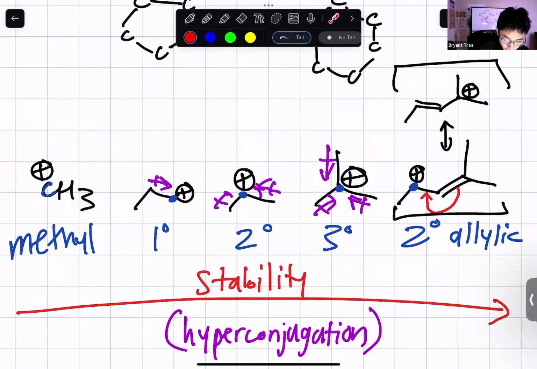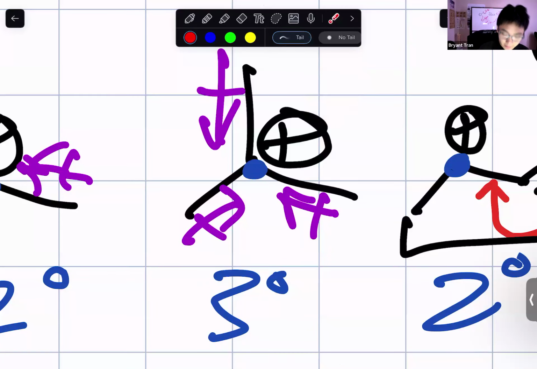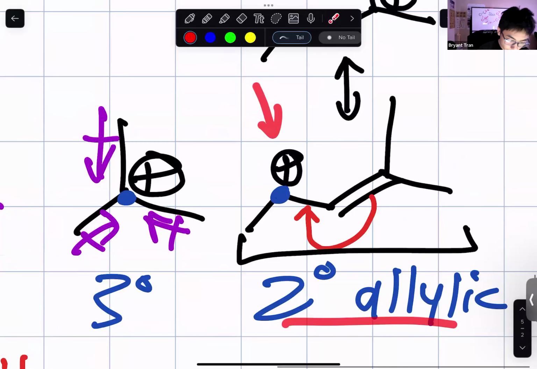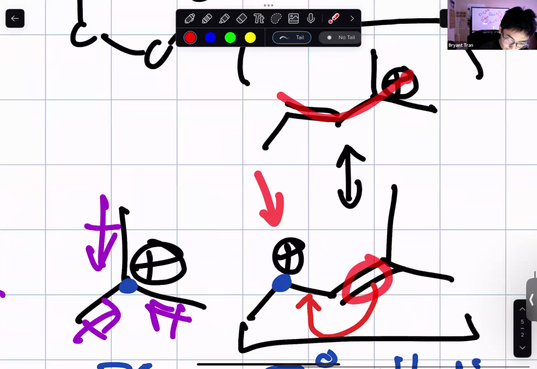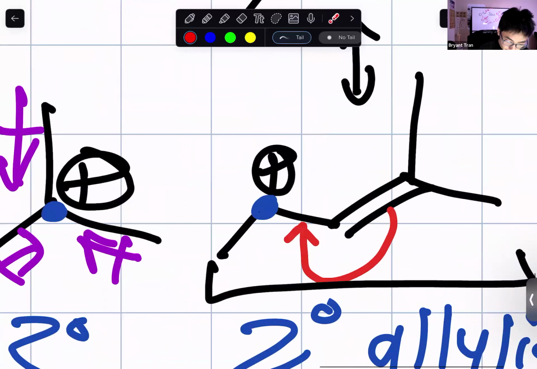So resonance is a bigger factor than hyperconjugation, which is why the secondary allylic carbocation is more stable than the tertiary carbocation. This tertiary carbocation here cannot do resonance. It's not delocalized. It's stuck there, right? It's suffocated. Whereas this secondary allylic carbocation here, because it could do resonance with the alkene, it has more breathing room. It could delocalize. It could move around more, making it more stable, even though initially it looks less stable because it has less friends, less R groups attached to it.